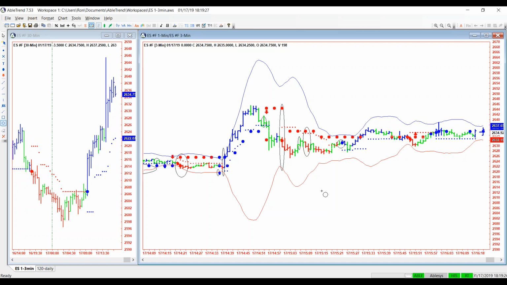The best profit by far, 65% of your profit came in the first 3 hours, and then the last 2 hours was the remaining 35% of your profit. So first 3 hours and last 2 hours, the best times of the day to trade.